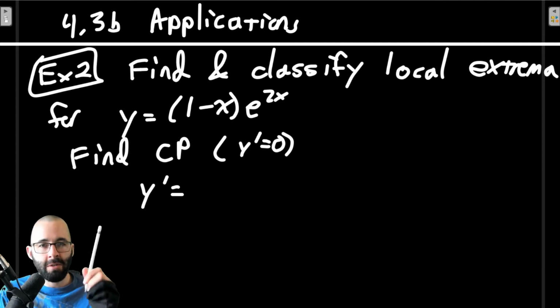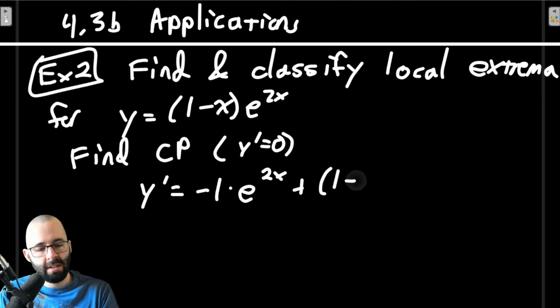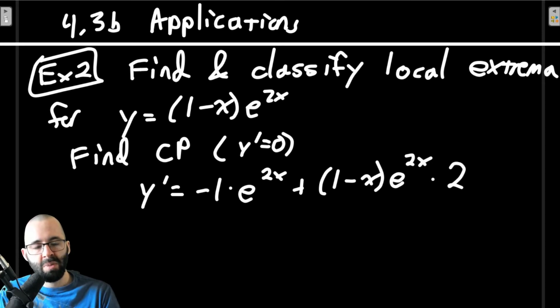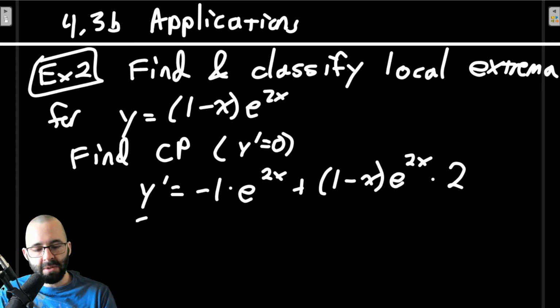We are in need of our good friend, the product rule. Product rule says derivative of the first thing, derivative of 1 minus x is negative 1 times the second function, plus the first thing times the derivative of the second thing. Derivative of an exponential function is itself. Oh, but there's something up. We have to use the chain rule. Multiply by the derivative of the inside, which is just 2. So we have to take this derivative and set it equal to 0. Solve for x. Simplify a little bit.